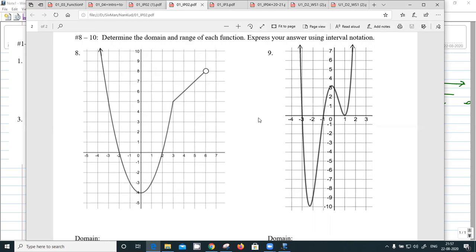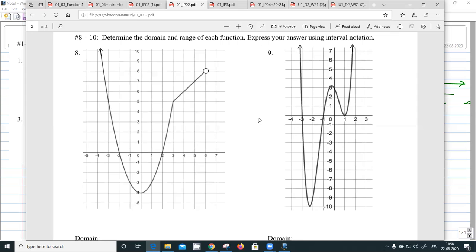So in general, the domain can be the full real line, but for certain functions there will be some restriction. For example, square root of x, the domain is the positive values of x. It's from 0 to plus infinity. Okay. So for the 8th question, what is the domain?